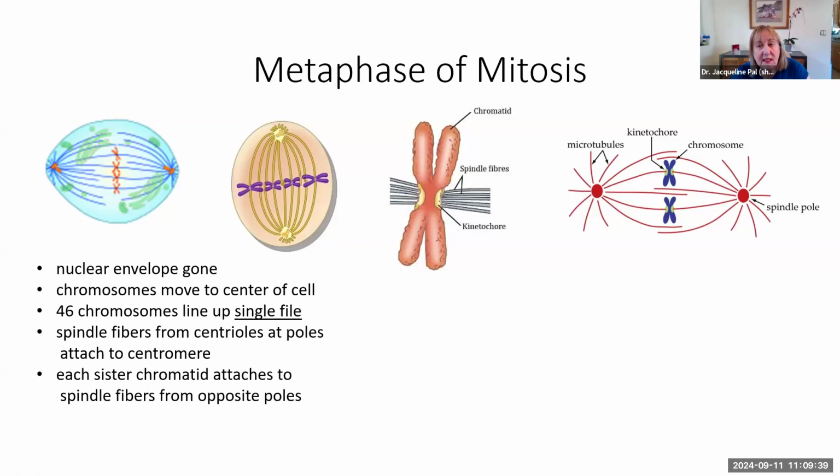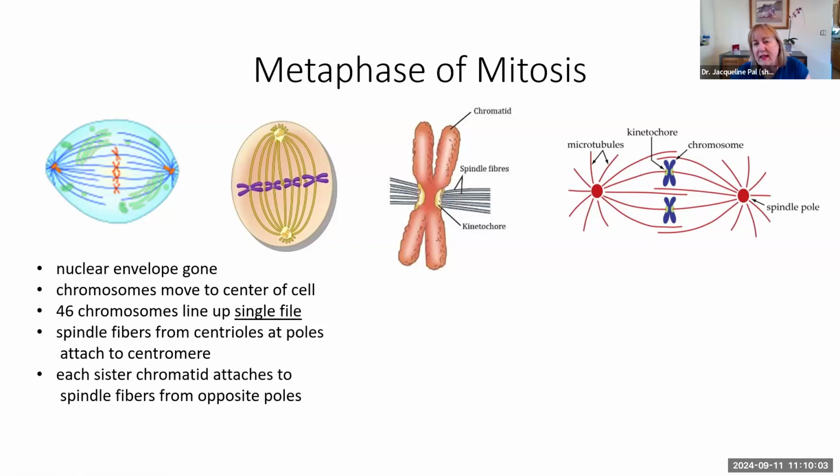So you can see what's going to happen here is that X chromosome is going to be tugged at two opposite sides, but not in metaphase. In metaphase, they line up in the middle and the spindle fibers attach to the centromere from opposite poles.